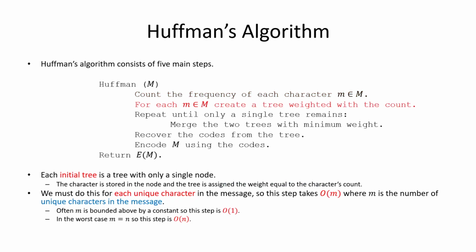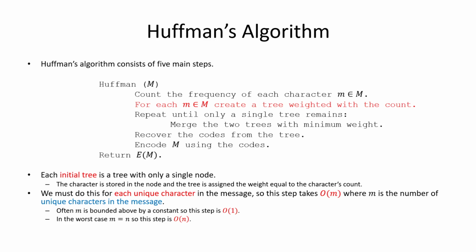All right, so now for each of the characters in the message in step 2, we're going to create a tree. Now, the initial tree that we create is actually going to be a single node, so it's sort of a degenerate tree, and then it's got a single node, and we're gonna store the character right in that node, and then we're gonna weight that tree, not the node, but the tree itself, with a weight which is equal to the character's count.